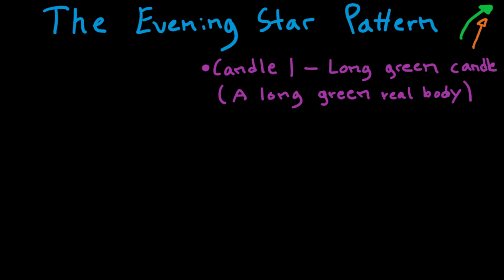But the first candle, candle 1, is a long green candle. Maybe it looks something like this, with some shadows right here. The important thing is that this green candle appears after a rally, after upwards momentum. Prior to this one, we might have had some more candles that led up to it. But the first one is a long green candle. That's the main thing.